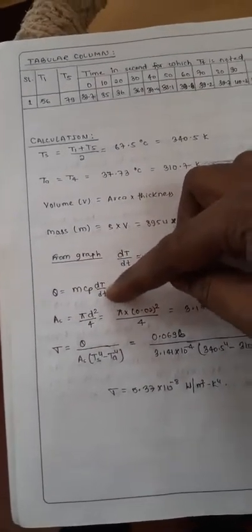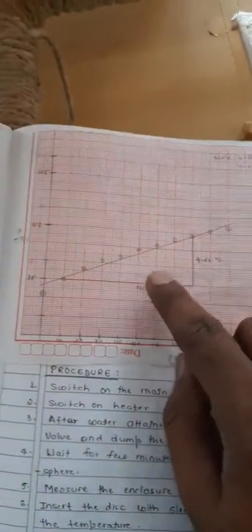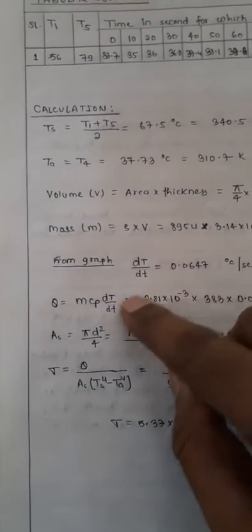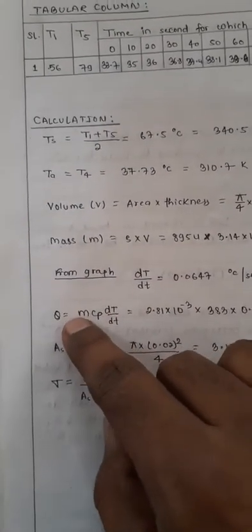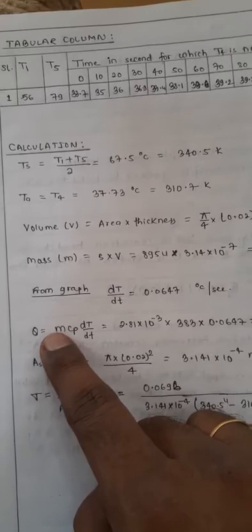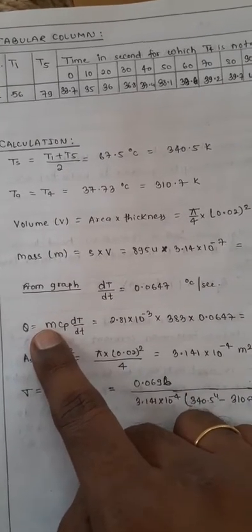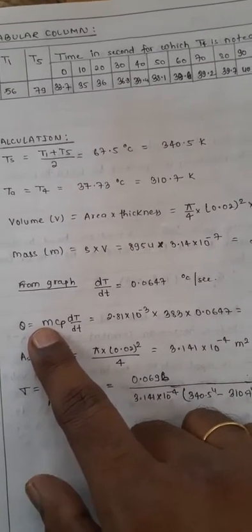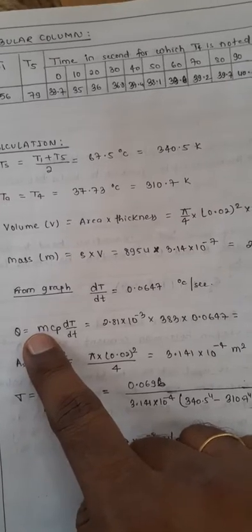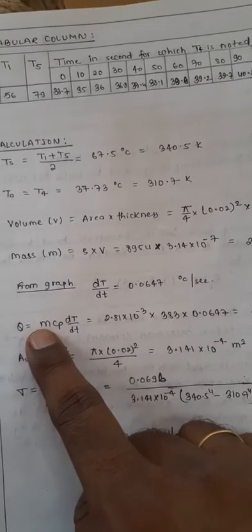How to find dT/dt? We are plotting the graph. This graph consists of the temperature rise with respect to time for different T4 values. For different times from 0 to 100 seconds, you note the temperatures and take the slope, and you get dT/dt. Then substitute dT/dt and the mass of the disc. It is a copper disc, so you can easily find the mass, density into volume. Density is 8900, and you can find the volume based on the dimensions.